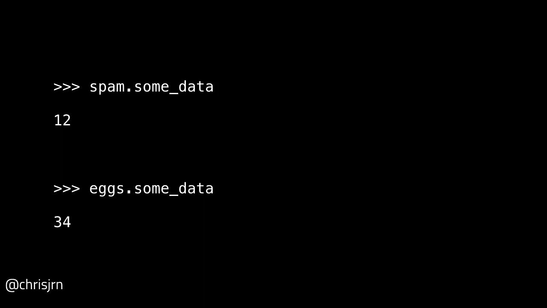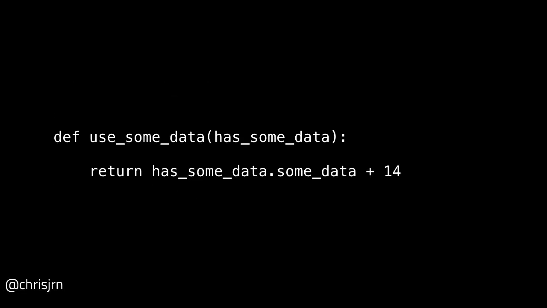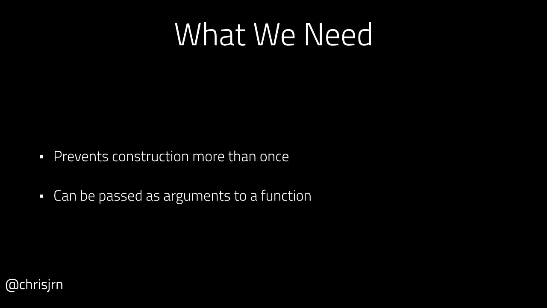So say you have two singletons that have the same interface. We've got one singleton called spam, which has some data on it, and the other singleton is called eggs, which has some data on it. So they've got the same interface as far as Python is concerned. You can pass them into a function because they've got the same interface, and you won't get errors and stuff like that.